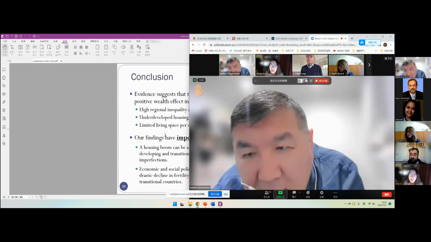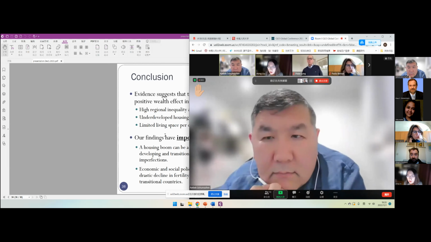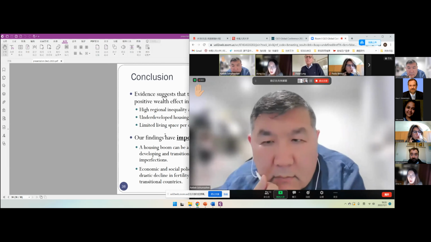No, we didn't do that. Yes, as you said, there may be a confounding effect of household income. So in the model, we also control for household income to show the robustness of the results.